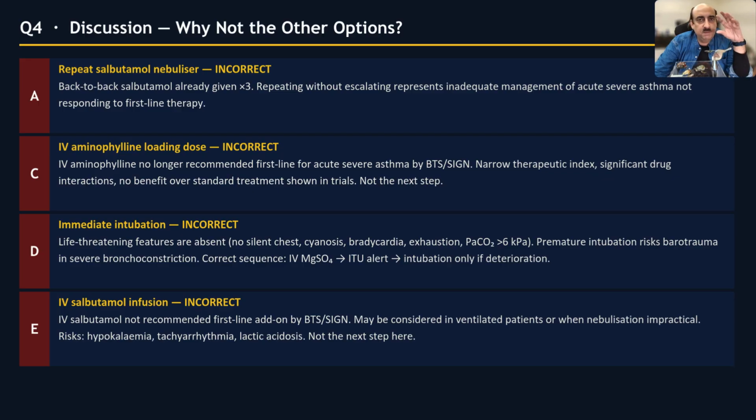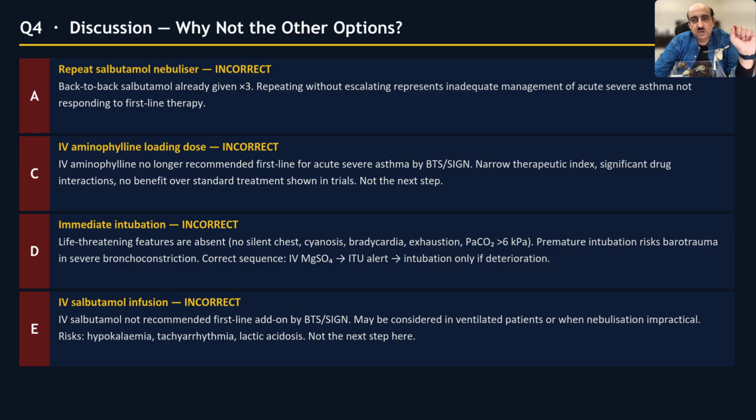Option D might be a close differential or red herring in this situation: immediate intubation. It is incorrect. Why? Yes, the patient has signs of acute severe asthma and has not responded initially to first-line treatment. But right now, there are no imminent life-threatening features per se, which include silent chest, cyanosis, the patient looking exhausted, confused, or drowsy, bradycardia on cardiovascular assessment, and also the arterial pressure of carbon dioxide being above 6 kilopascals. In this situation, it was 5.1.